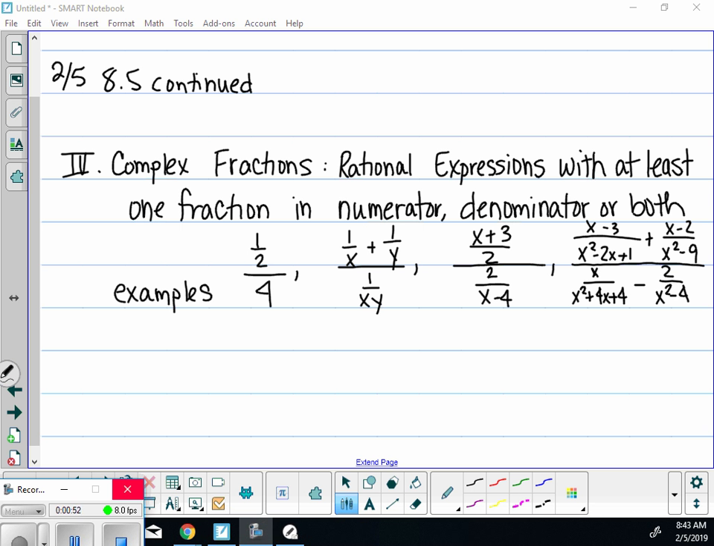But every one of these is really just a division. So we have 1 over x plus 1 over y divided by 1 over xy. We could add these two fractions together by getting a common denominator, and then we could do the division by flipping and then multiplying, and potentially simplify that into something more simple. Okay.